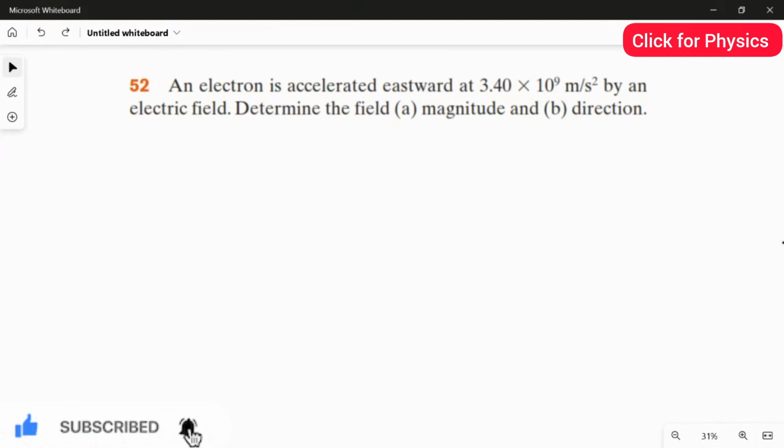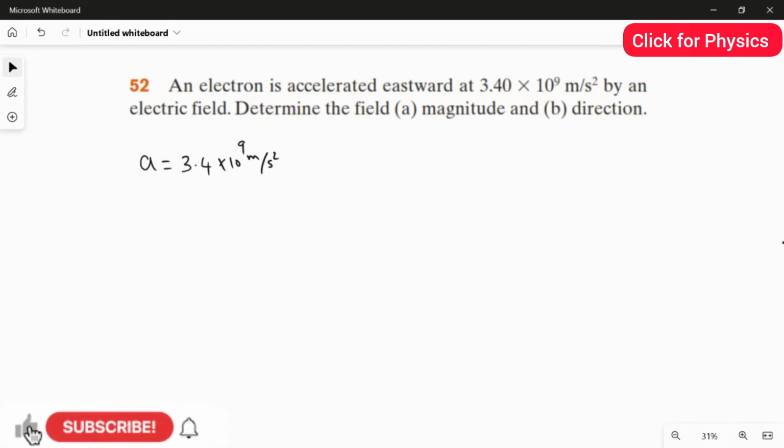In this question, they give the acceleration of an electron. The acceleration of the electron is 3.4 multiply 10 power 9 meter per second square. So only one piece of information is given, but the question needs the charge of the electron. So we can write the charge of the electron as Q. Its value is 1.6 multiply 10 power minus 19. Here we have to use the negative value for the electron, and the unit is coulomb.